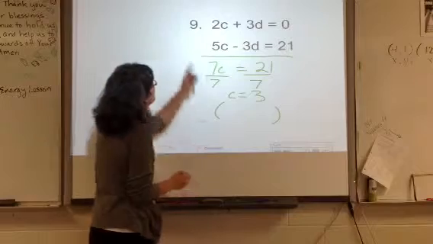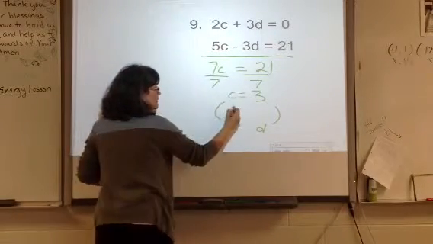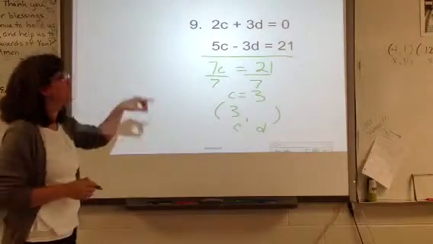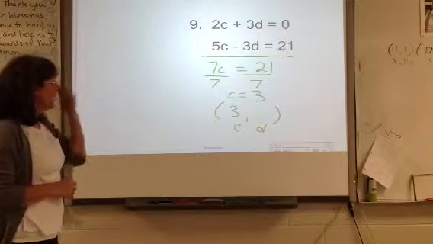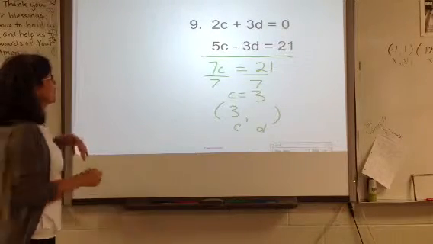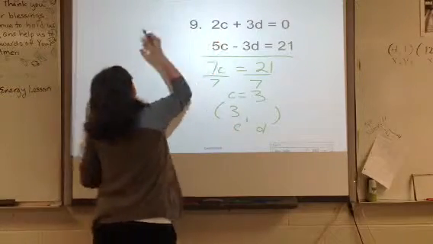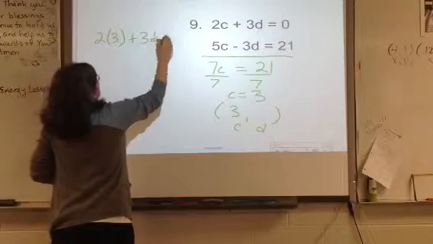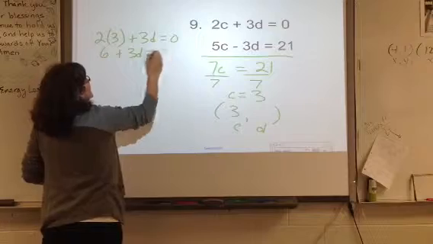Okay, what are my letters? C and D. Okay, so C is going to be here, D is going to be there. C is 3. Okay, now I'm going to pop that 3 back in to either one of the original equations. Find D. Oh, let's do the first one. I'm going to put 3 in where that C is. Put a 3 where that C is. And 6 plus 3D equals 0.